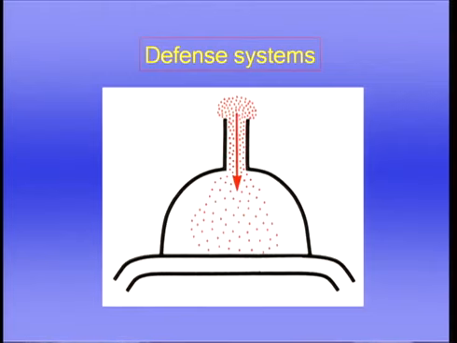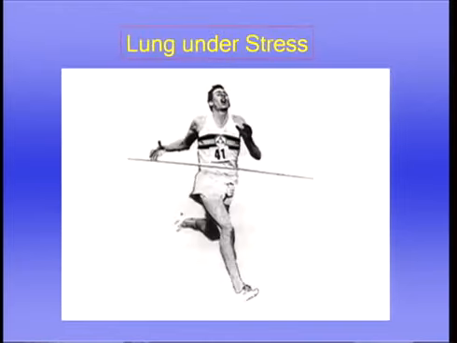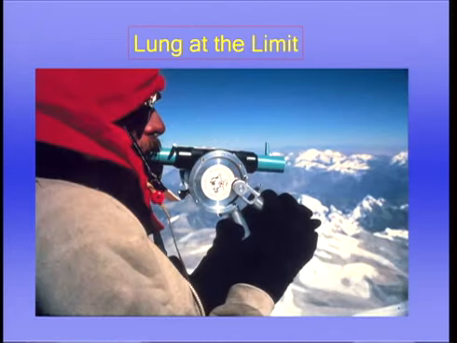Next, we'll look at defense systems, because the lung is always exposed to pollutants which are inspired, and we need to look at the way in which the lung keeps itself clean. And then we're going to look at the lung under stress, several stresses, one of which is exercise. This is Dr. Roger Bannister breaking the first 4-minute mile barrier. And finally, we're going to look at the lung at the limit. Here we have Dr. Chris Pizzo taking alveolar gas samples on the summit of Mount Everest. So now let's turn to ventilation.